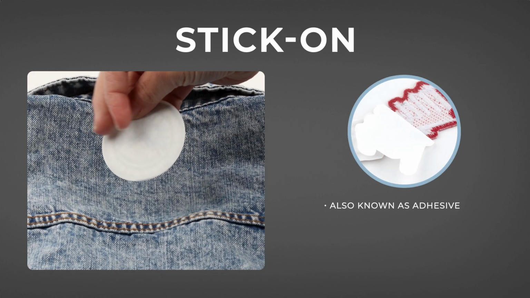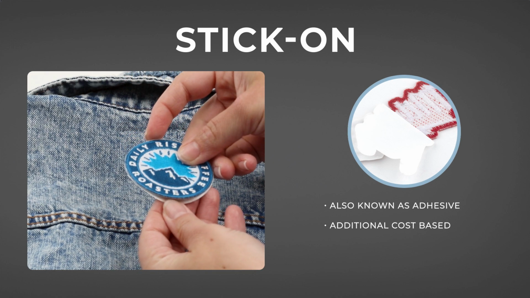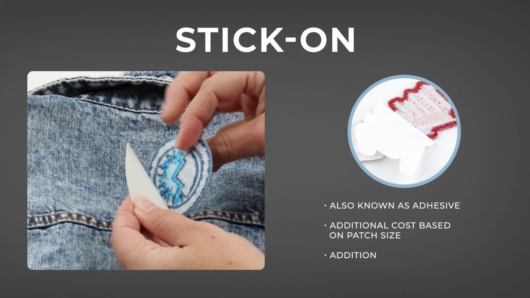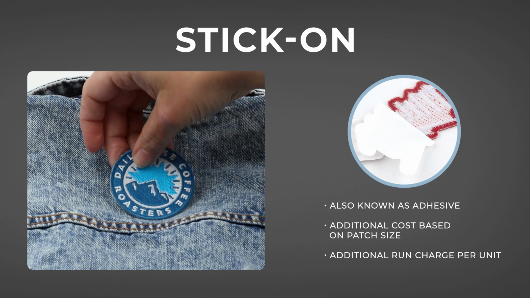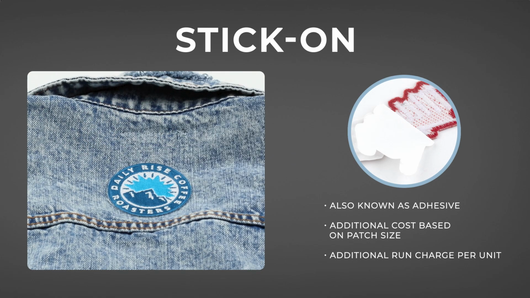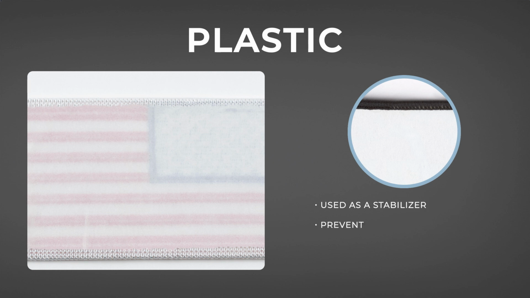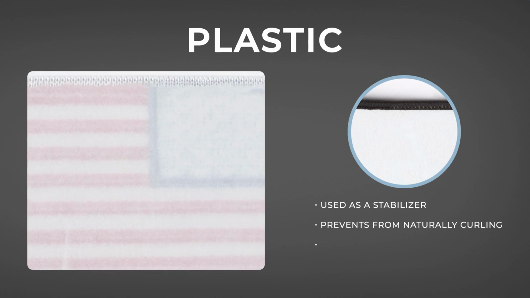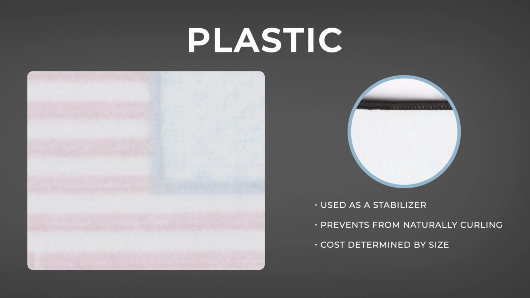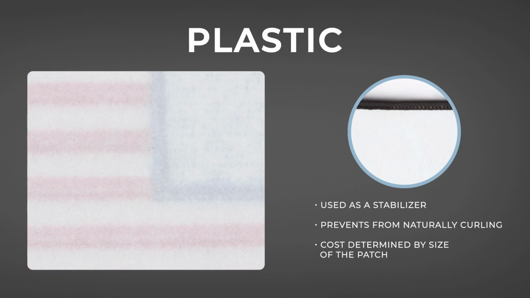Stick-on backings are a one-time use, removable adhesive backing. When this option is selected, it essentially turns your patch into an embroidered sticker. Plastic backing is used as a stabilizer to make large patches sturdier when stitching on and prevents a natural curl.